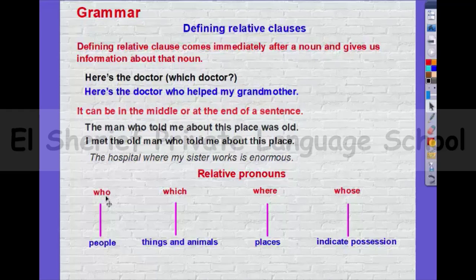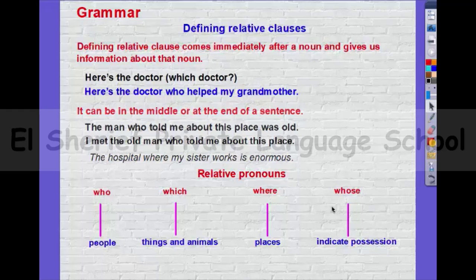We have who, a relative pronoun that refers to people. We have which, a relative pronoun that refers to objects. And we have where, a relative pronoun that refers to places. And we have whose, a relative pronoun that indicates possession. A possession is something that belongs to someone.